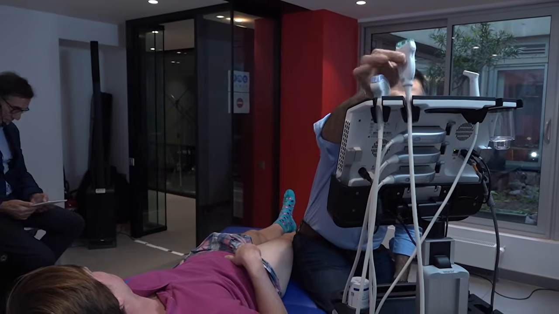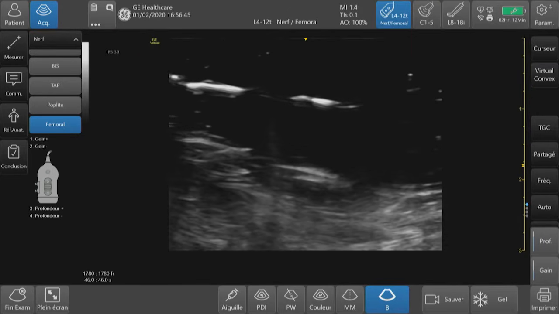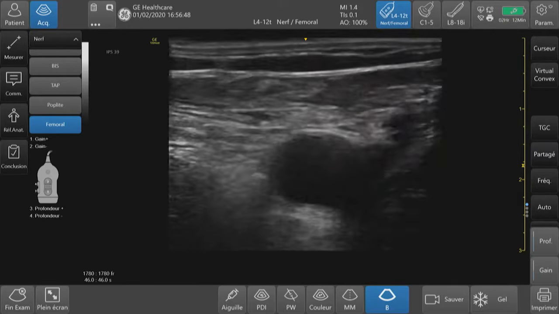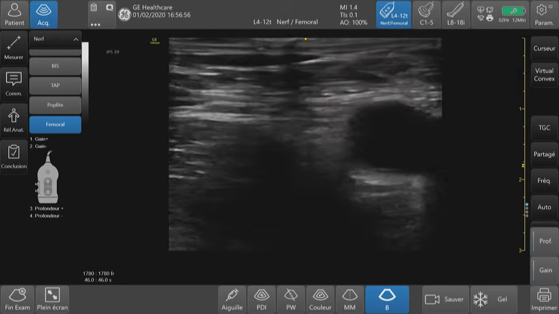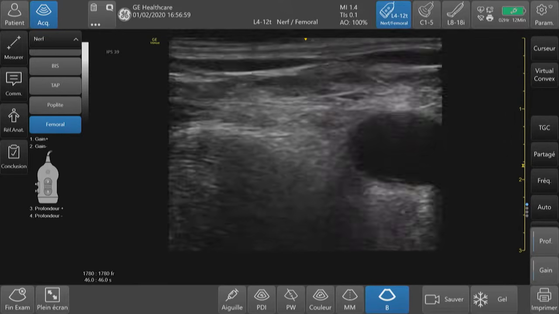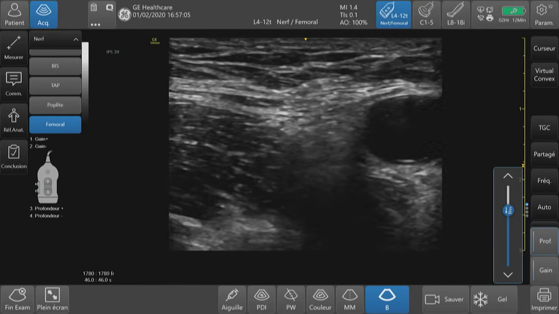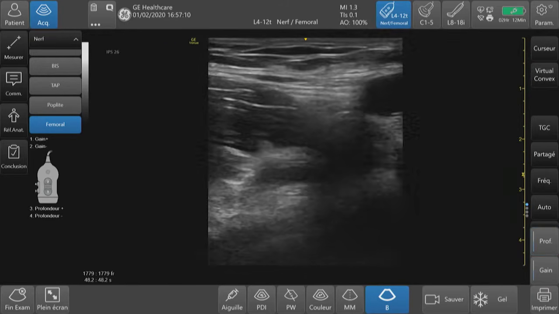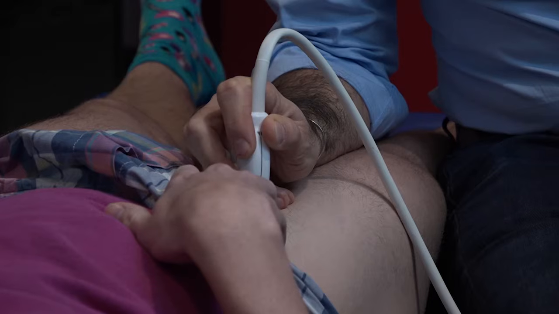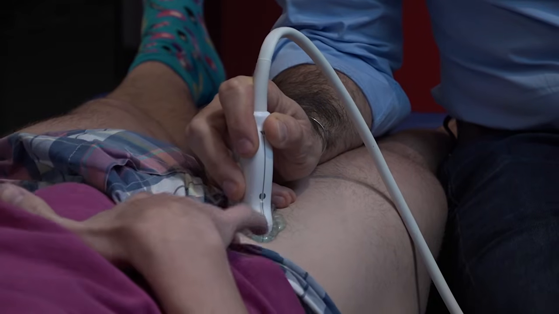So we begin with the femoral nerve block. The patient is in a dorsal position. We focus on the inguinal fold. I need more gel. Yes, okay, we have a good image now. If we go deeper, we can see the hip. We can see the hip joint, okay.